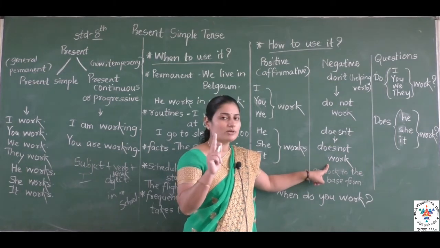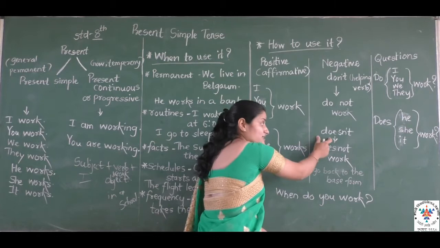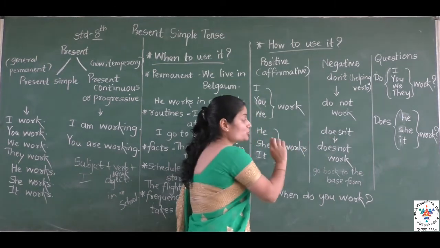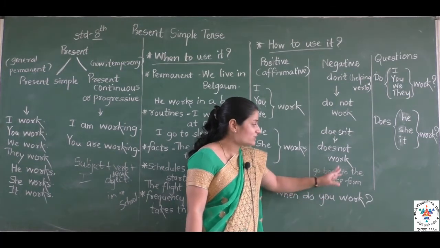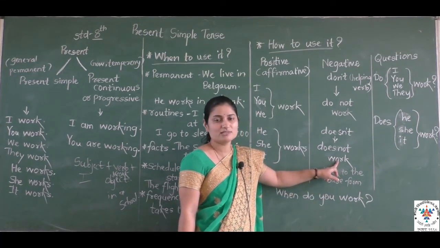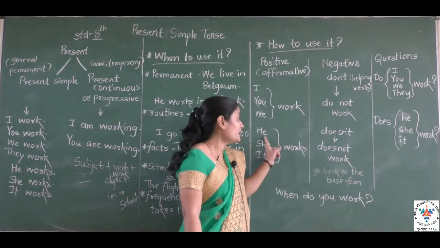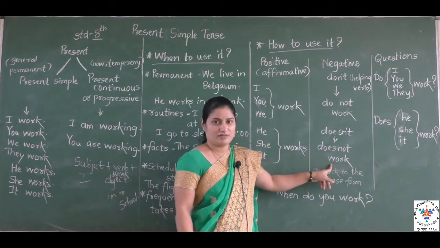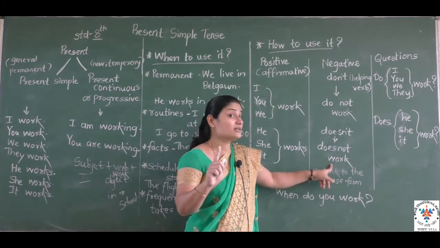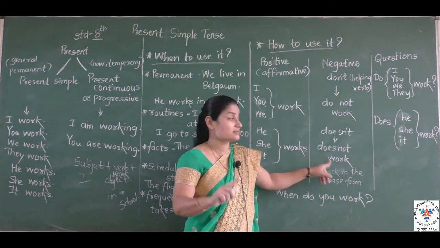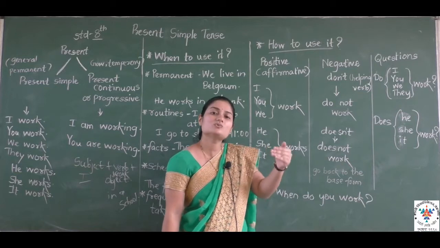And the most important thing you have to remember is that when you are using does or doesn't, you should not add s to the verb. You should go back to its base form. Okay, he doesn't work in a bank. He doesn't work in a school. You should not say he doesn't works. That is a wrong sentence. He doesn't work in a bank. He doesn't work in a school.